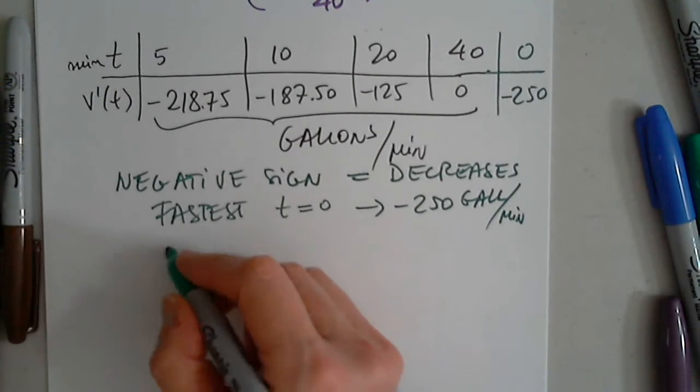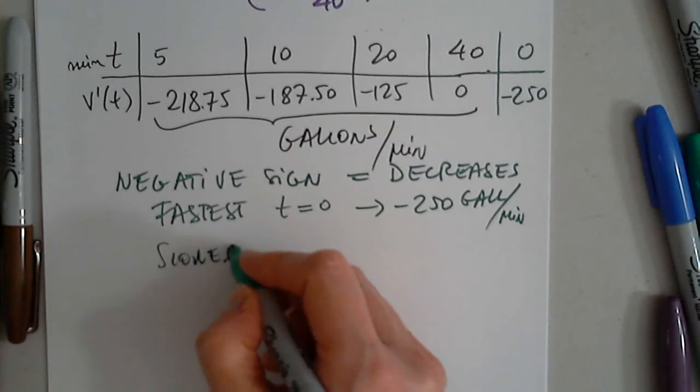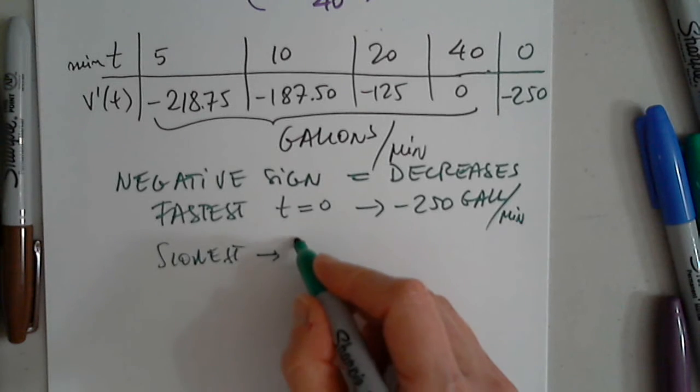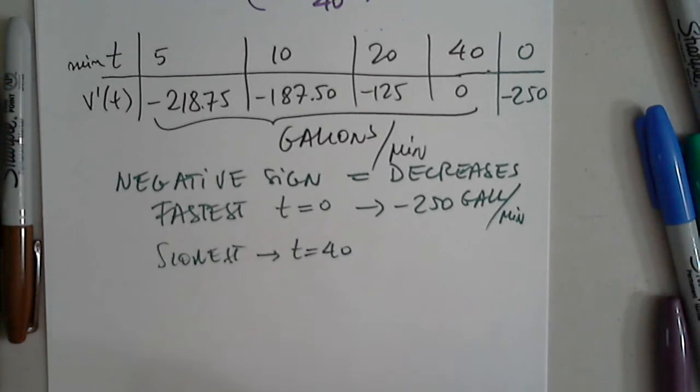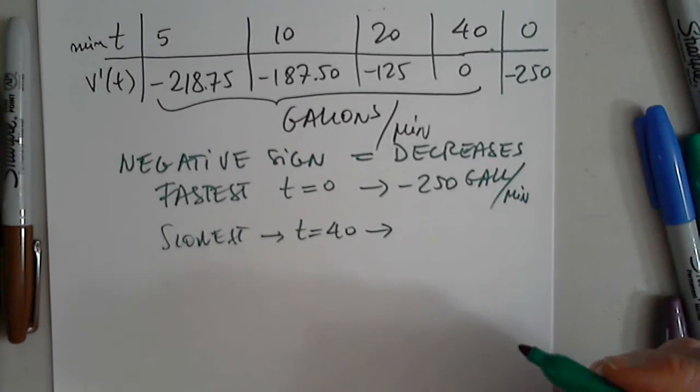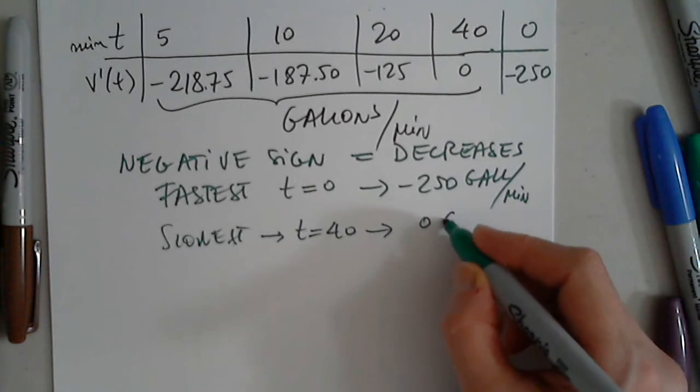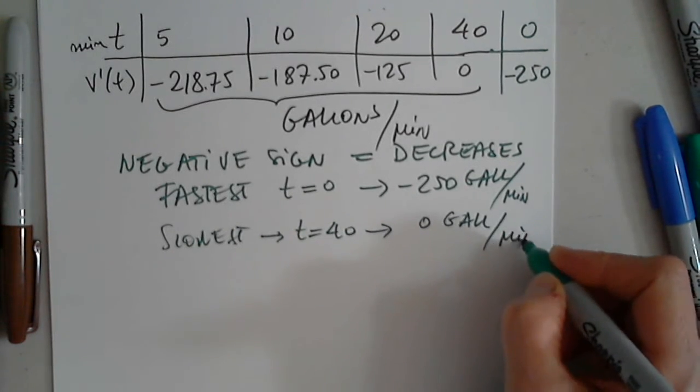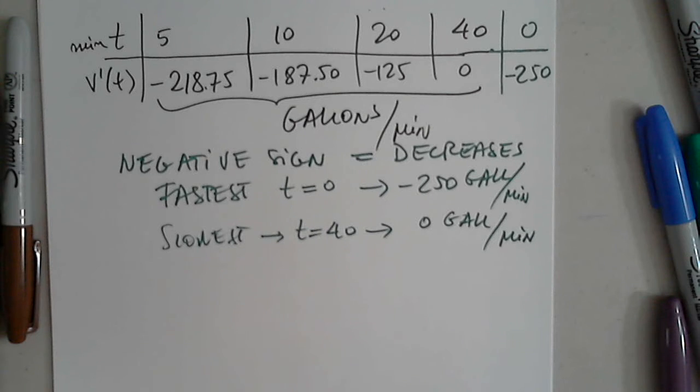And when is the slowest? The end. At t equals 40 minutes. And what is the rate? 0 gallons per minute. Perfect. Any questions? So that's a direct application of the first derivative here.